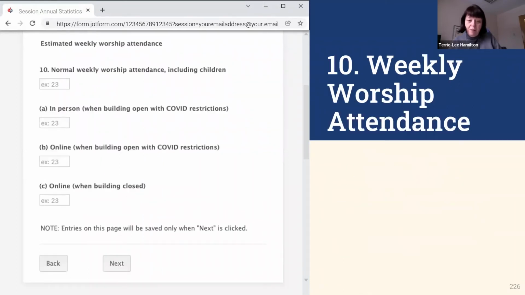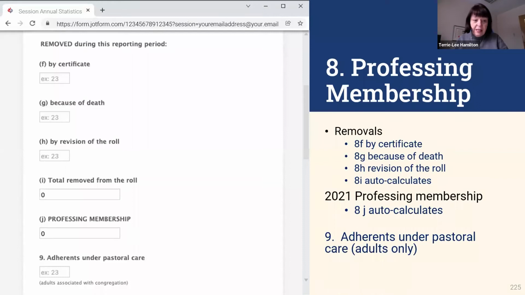So the other part of membership is for those who have been removed. So we may want to go back one slide. So removals, similar to those who are added by certificate: a family leaves your congregation, a member leaves your congregation to another, you grant a certificate. Other removals are by death or by revision of the roll, because sessions have the responsibility to revise their rolls annually. And then once those numbers are entered, then you will have the auto calculations that are there. And again, we also mentioned the adherents who are under the congregations and the sessions' pastoral care. So this gives you a sense of the numbers of who are associated within the congregation.